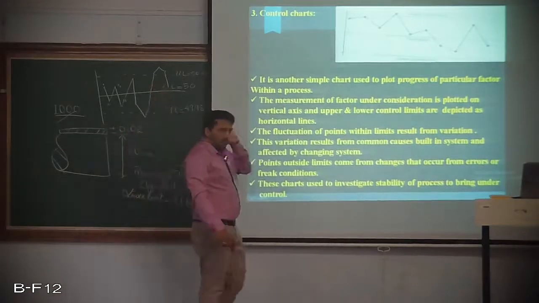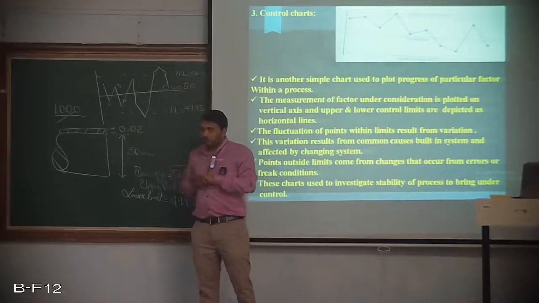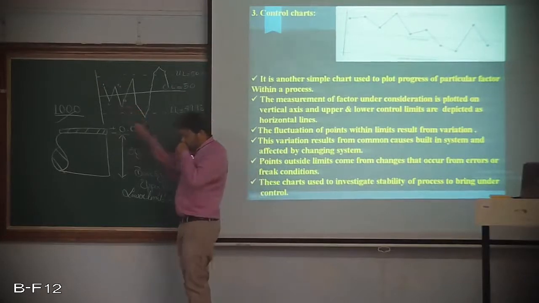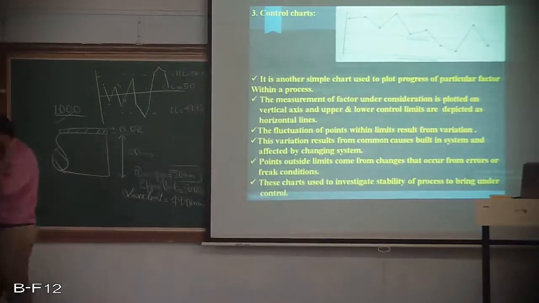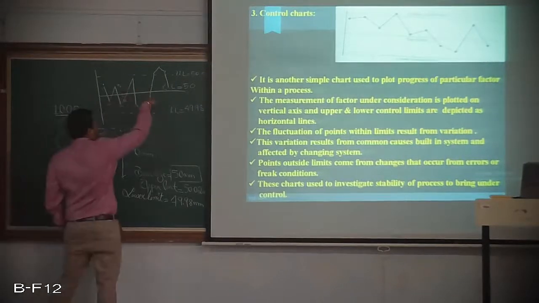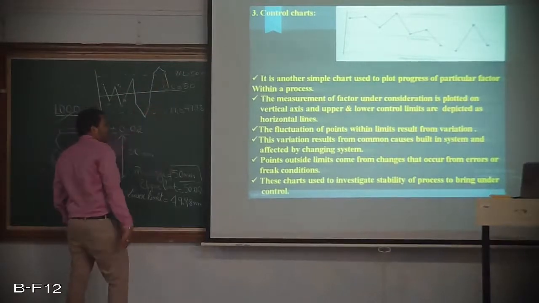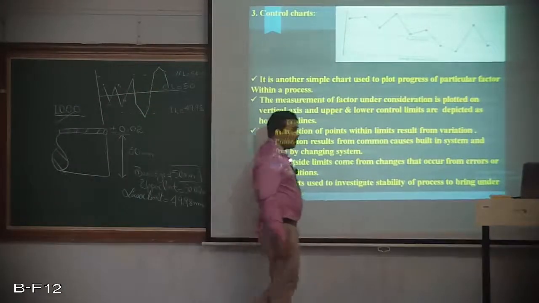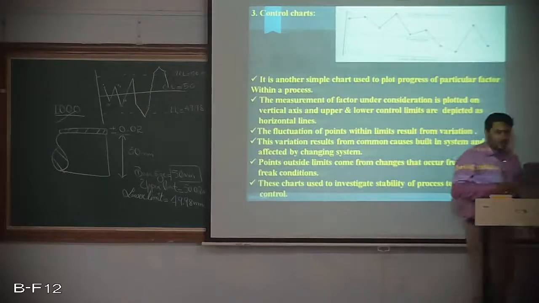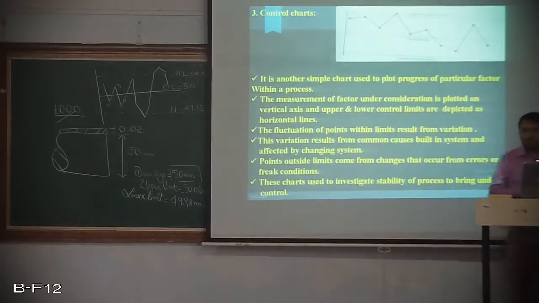But if all the parts fall within this range, well within these lines of upper limit and lower limit, then we can say that the process is in control, hence it is going to produce parts always true with respect to the specifications.